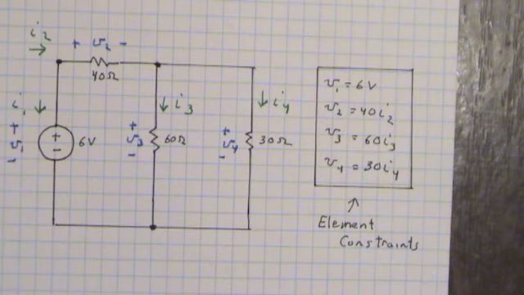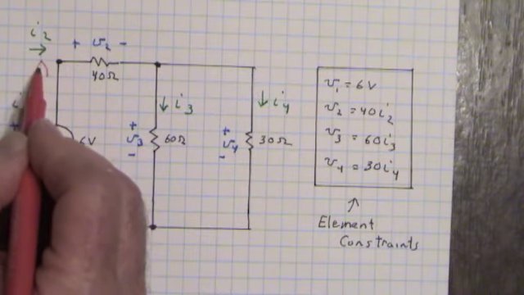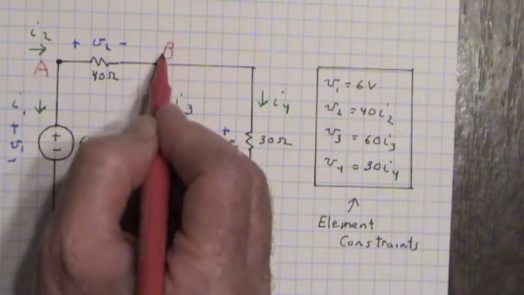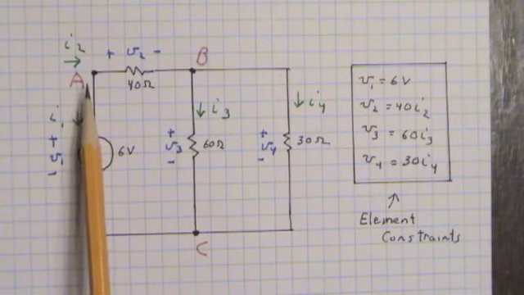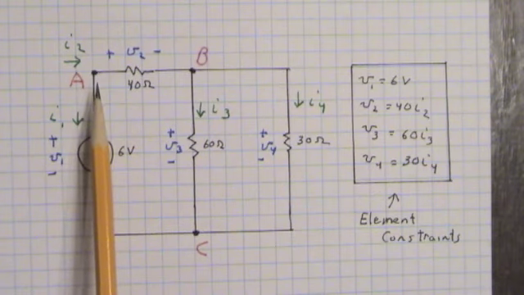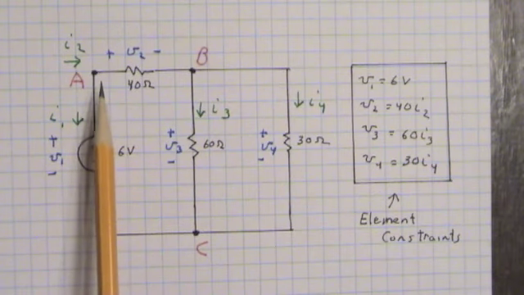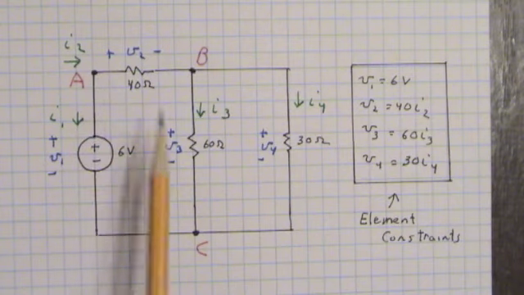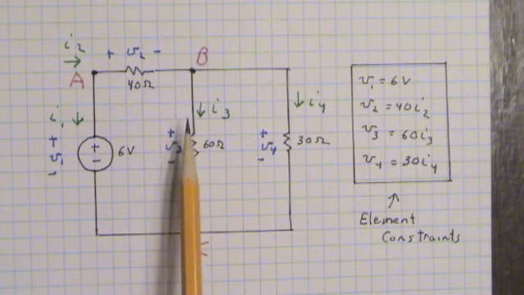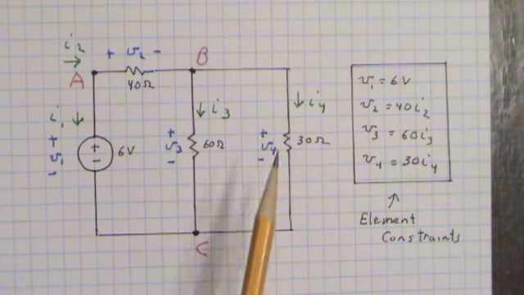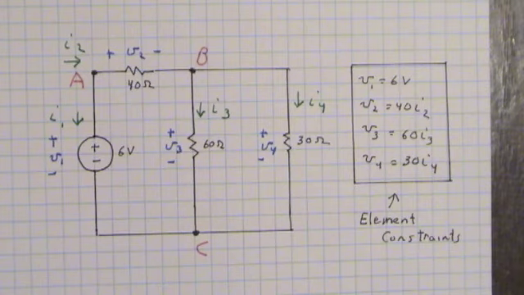How about KCL? We can identify 3 nodes. Let's call this node A, this node B, and this node C. At node A, KCL may be expressed as minus I2 minus I1 is equal to 0, or equivalently I1 plus I2 is equal to 0. And at node B, we can write that I2 minus I3 minus I4 is equal to 0. Those are 2 independent KCL equations.